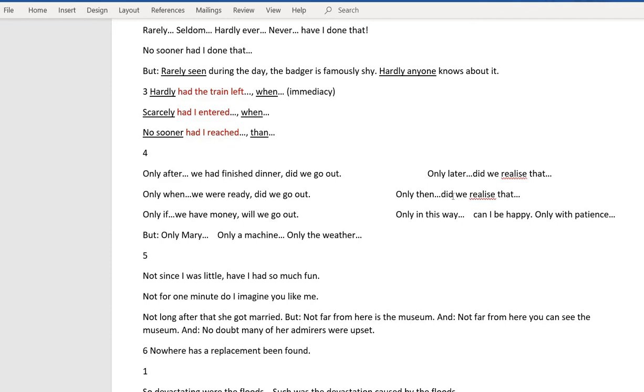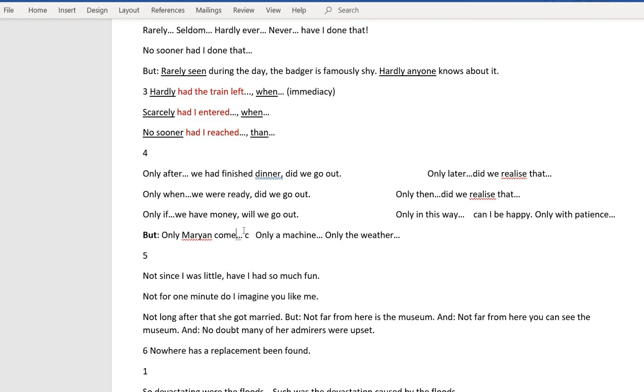Now, this is about only, and of course in these cases, because later, then, and in this way are finished in a sense, right? Later and then are adverbs, so they can stand on their own, and then I have inversion right afterwards. But, once again, but, right? But what? Well, only Mary, only a machine, only the weather, no inversion, right? Only Mary can come.